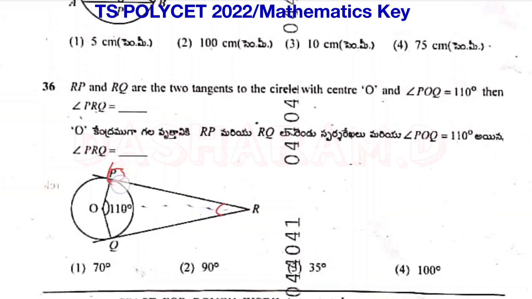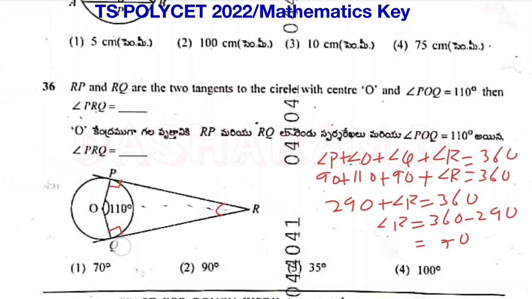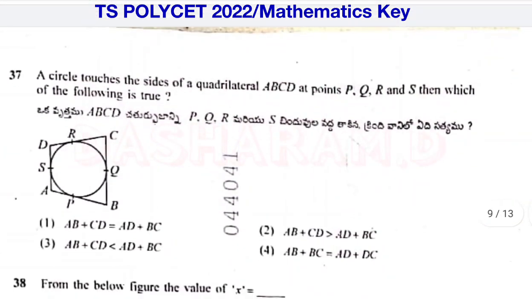And we know that P and Q both are points of contact, and at the point of contact 90 degrees will be there. So overall POQR is a quadrilateral. Then angle P plus angle O plus angle Q plus angle R is 360 degrees. The sum of the four angles is 360. So 90 plus 110 plus 90 plus angle R, which is required, equals 360. So angle R is 70 degrees. Option 1 is correct.